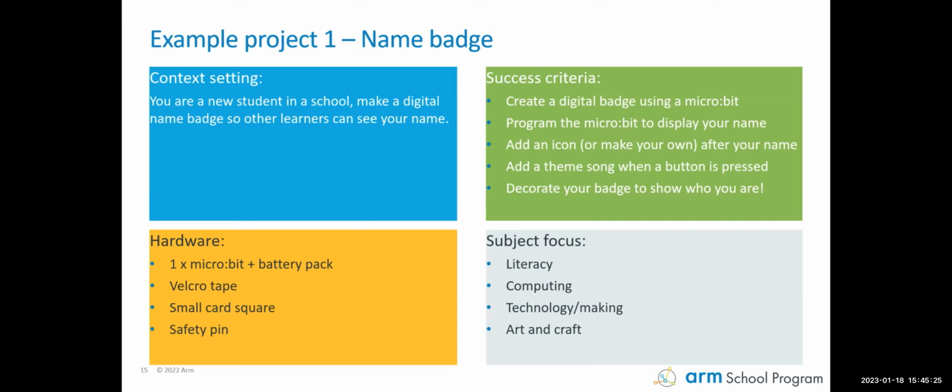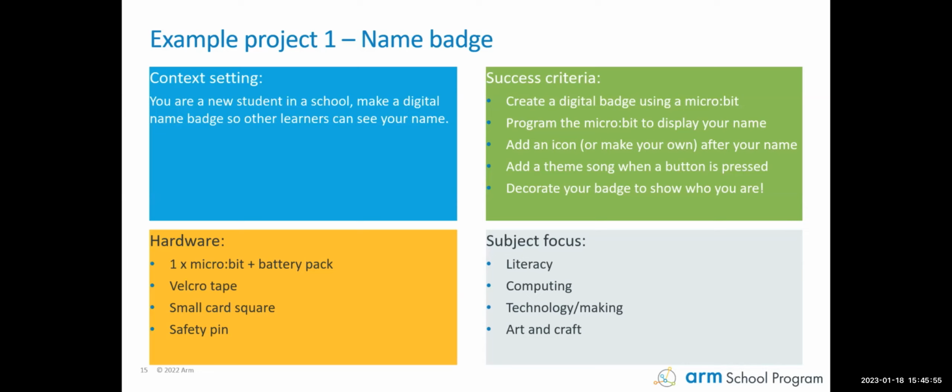So the very first badge in the very first project is a name badge, and this is something that you could use as a project to get learners familiar with what a Microbit is, or whatever device you're using, and get them to do something nice and simple. So the name badge, as you'd expect, we would want to have their student's name scrolling across the output, or the LEDs on the badge that they're going to make.